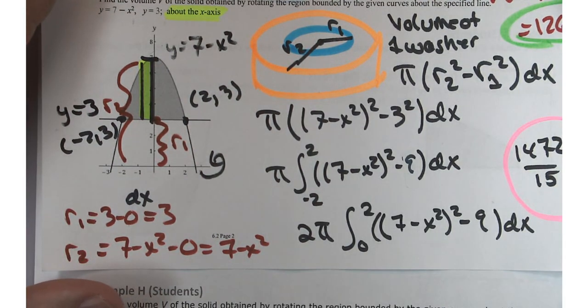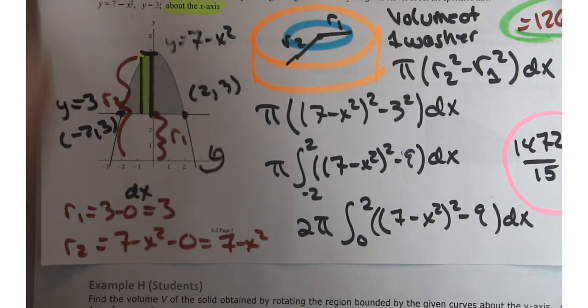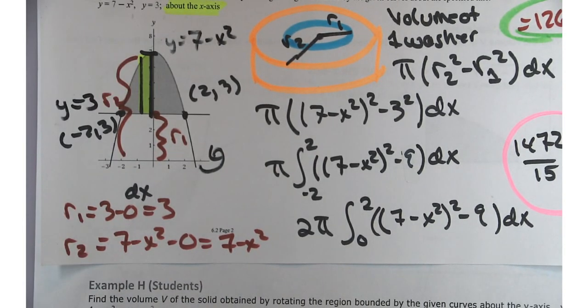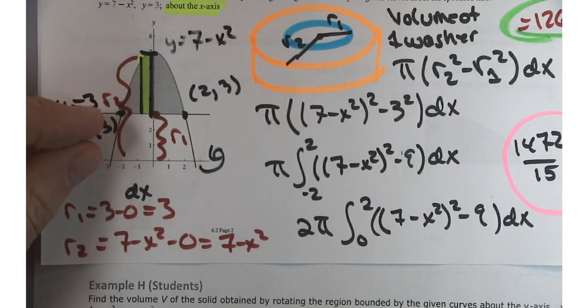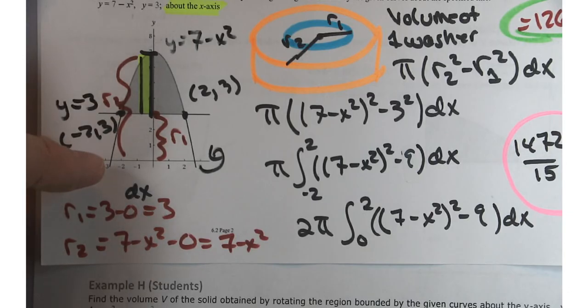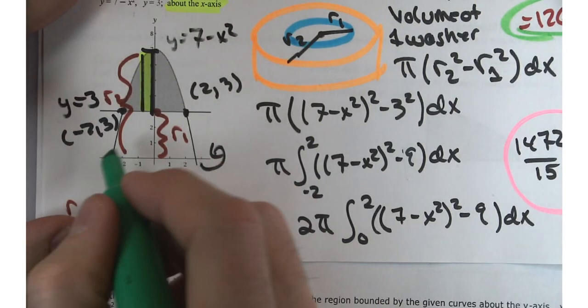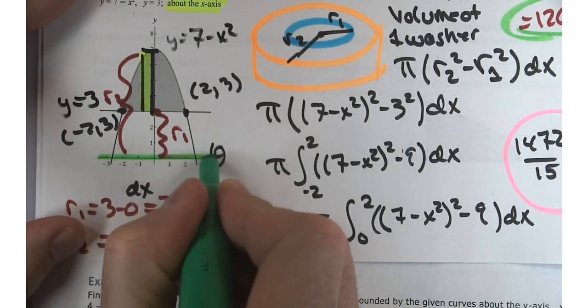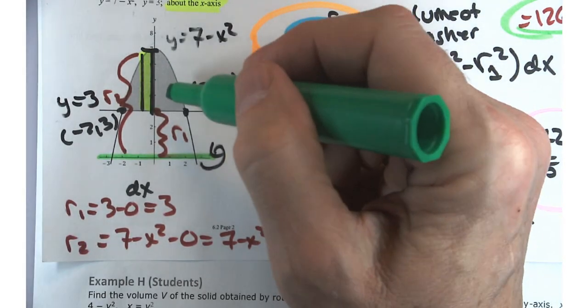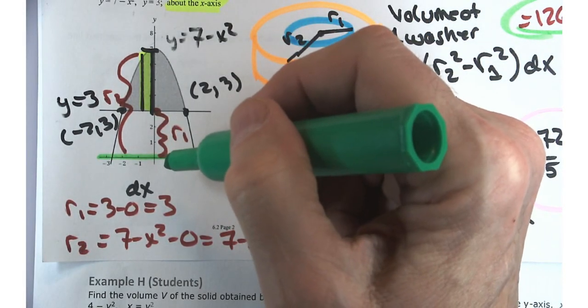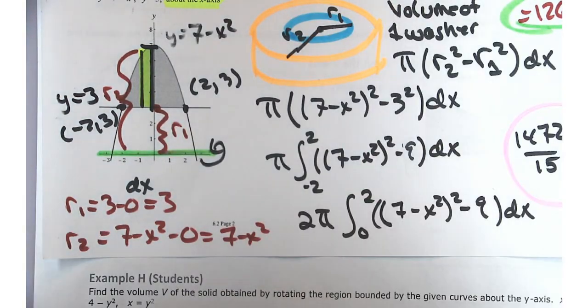So you use the washer method for problems where the area is not grayed out basically. Yeah, it's when there's a gap between the grayed out area and your axis of rotation. This is our axis of rotation, and because this gray figure isn't completely touching the axis of rotation, you have a gap. That's why you got a washer.